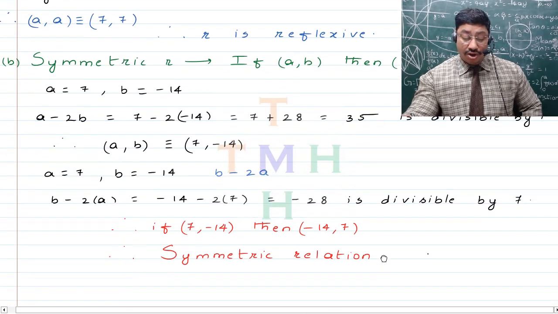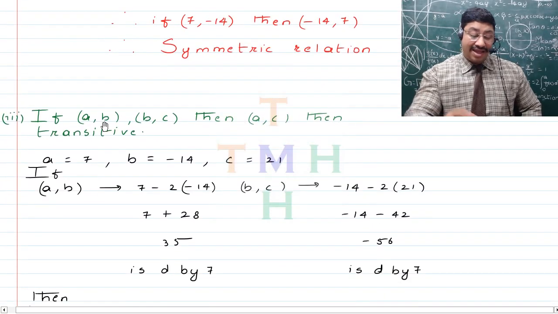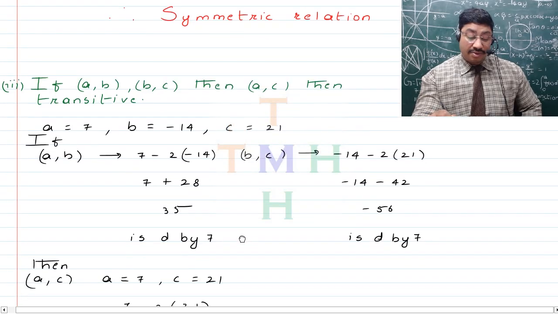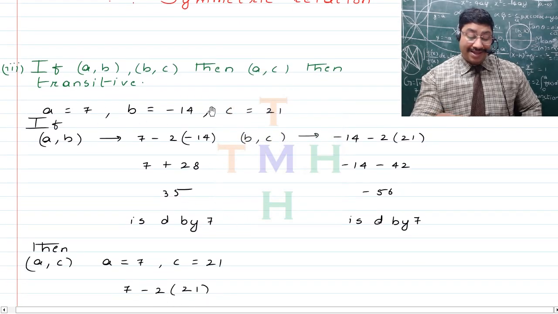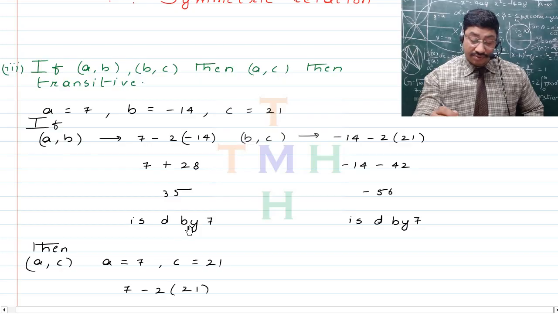Now we've got to talk about the third case, the transitive case, where if we have a comma b and b comma c as the ordered pairs, then if we are also able to get to a comma c, then we will say that it is transitive. Now here, children, first we talk about a, b and c as we've already assumed. Then we calculate a comma b, which on calculating by keeping the value of a to be 7 and b to be minus 14 comes out to be 35, which is divisible by 7.